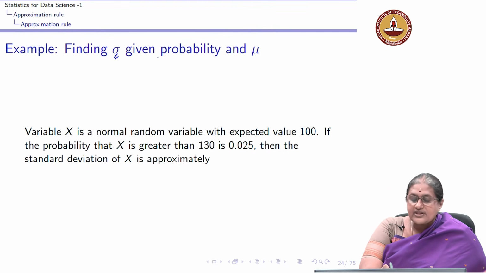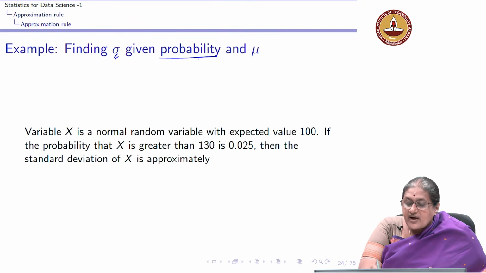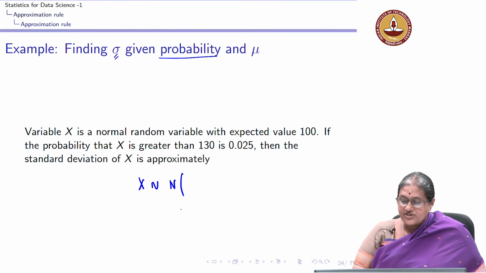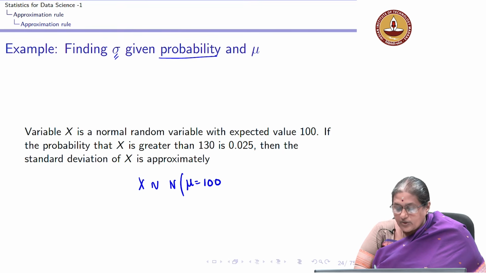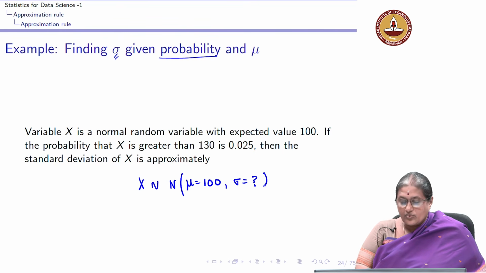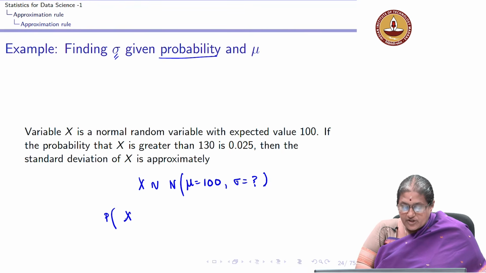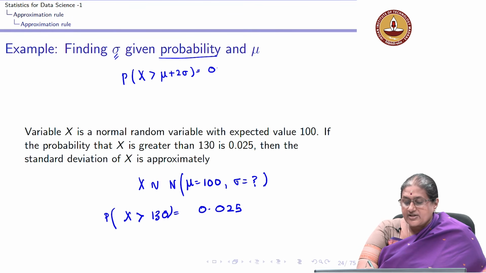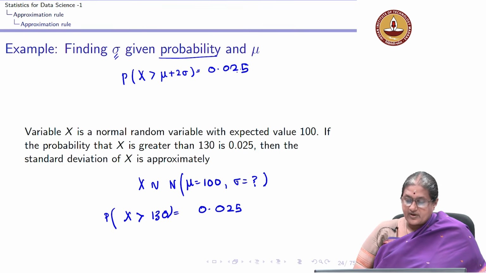Now, can we do the same thing to find sigma given the probability and mu? What we are given here is that x is a normally distributed random variable with mu equal to 100, sigma is unknown, but the information given to me is that the probability x is greater than 130 is 0.025. What I realize quickly from the approximation rule is that the probability x is greater than mu plus 2 sigma is going to be 0.025.